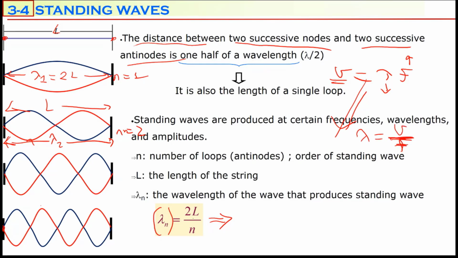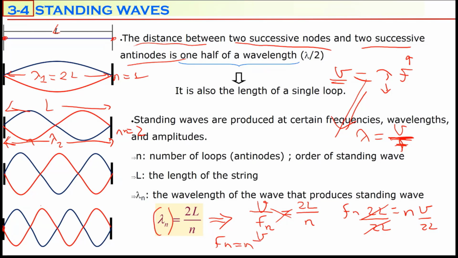I will write here, instead of lambda, V divided by Fn is equal to 2L over N. So I will cross multiply it. Fn multiplied by 2L is going to be N times V, divided by 2L on both sides. So you will get the frequency equation: Fn is going to be N multiplied by V divided by 2L.